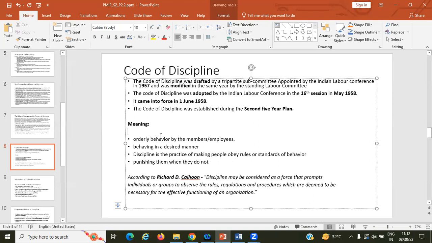What is the meaning of code of discipline? Orderly behavior by members and employees. If you join any organization, you have to obey certain rules, you have to follow certain rules, whatever order you are getting, whatever instruction you are getting, you have to follow. That is what is mentioned: orderly behavior by the members or employees. Whoever joined the company, whoever is working in the company, is bound to follow the instruction, the order coming from the top level.